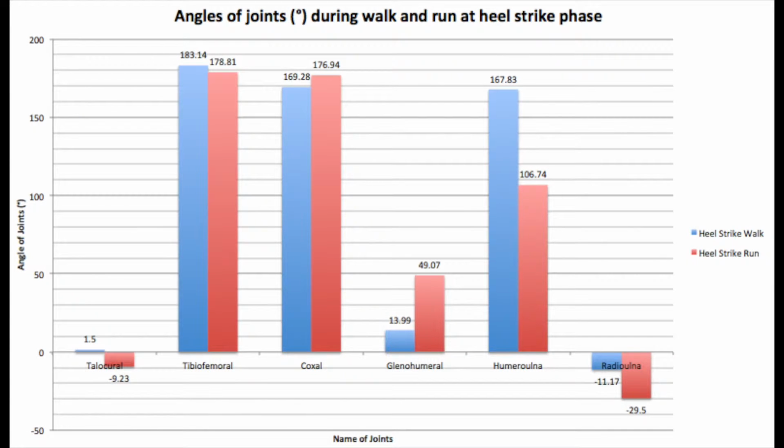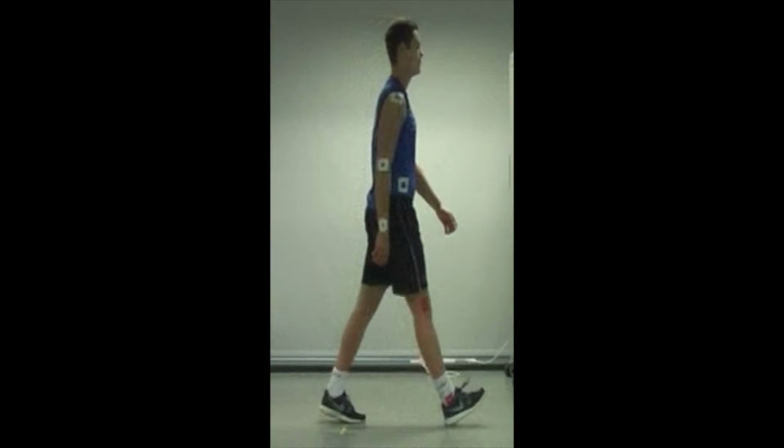The talocrural and tibiofemoral joints, while walking, have bigger angles than running at the heel strike phase. Because of the flexion of these joints when running, the participant is in the aerial phase, and does not have the supporting leg while the other leg is in swing phase, like walking. The heel strike starts the moment when the heel first touches the ground at an angle shown in the picture.